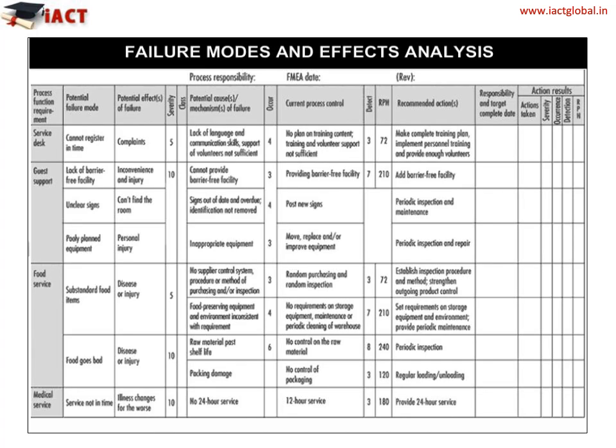Example of FMEA. The example is of service at a hotel, and functions covered include service desk, guest support, food service, and medical service. Potential failure modes are provided, as are the severity, occurrence, and detection ratings. Potential causes of failure and current process controls are also highlighted. The RPN and recommended action are also provided.